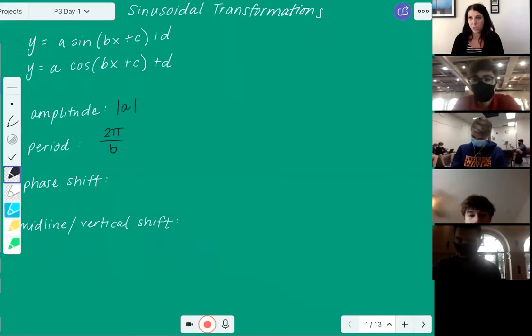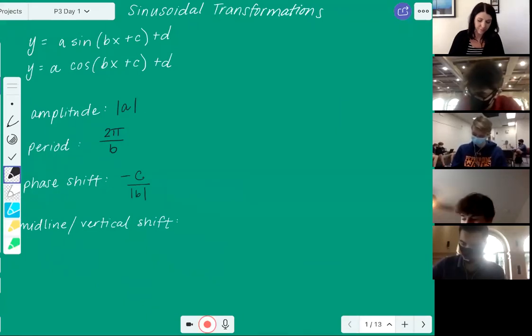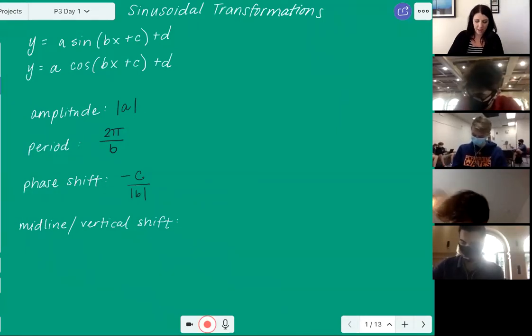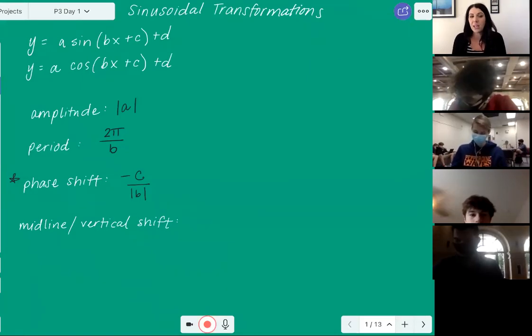Phase shift is the equation most guys really struggle with, is -c over the absolute value of b. -c over the absolute value of b. I would put a star next to that one. That one is the one that most students struggle with because there's a lot of things to remember. There's a negative, there's 2 variables, there's absolute value, -c over the absolute value of b.